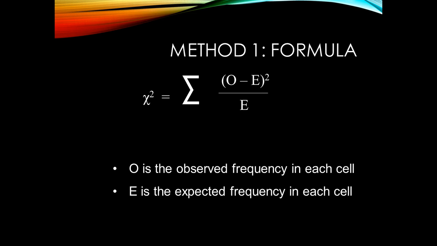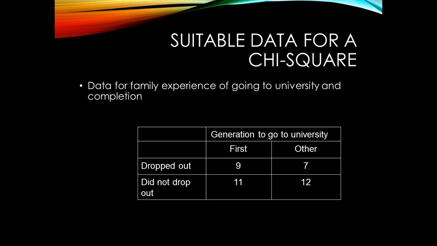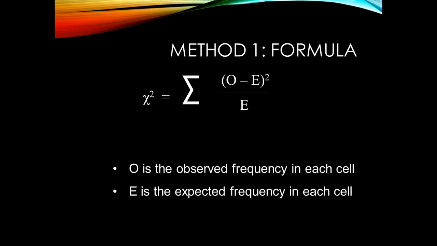The O is the observed frequency in each cell, so the actual number. So going back here, 9, 7, 11, 12, they are the actual numbers in each cell. So O would represent one of those four numbers in a formula. E, so O minus E, the E is the expected frequency in each cell.